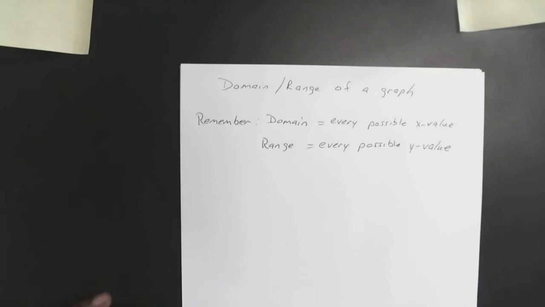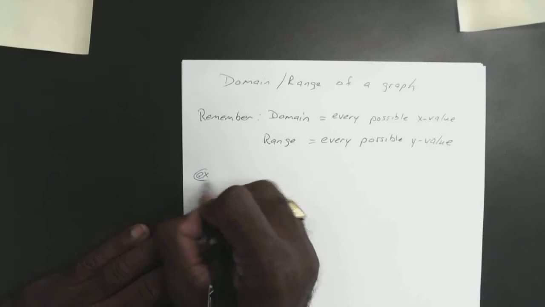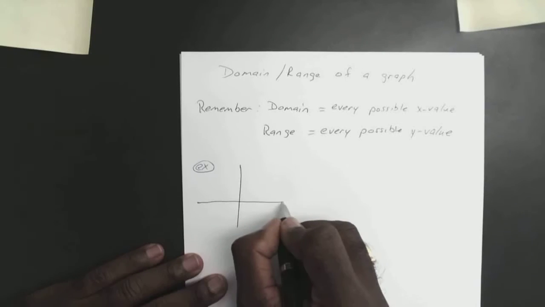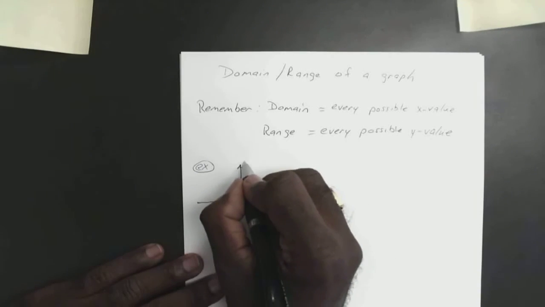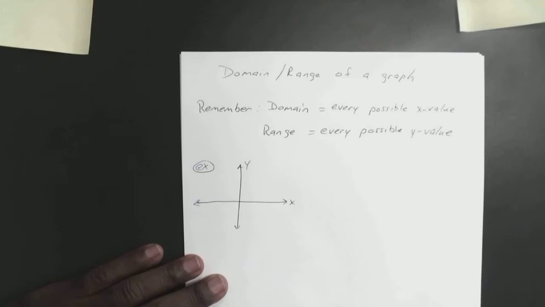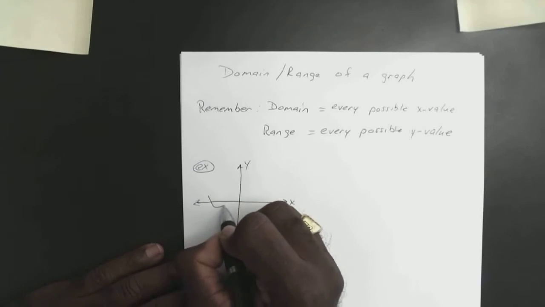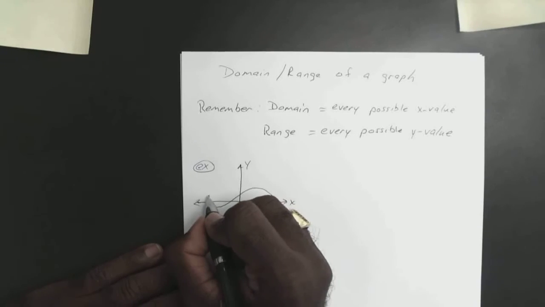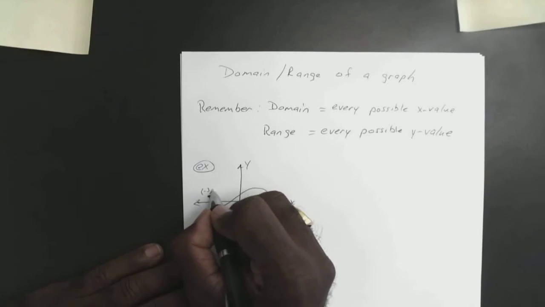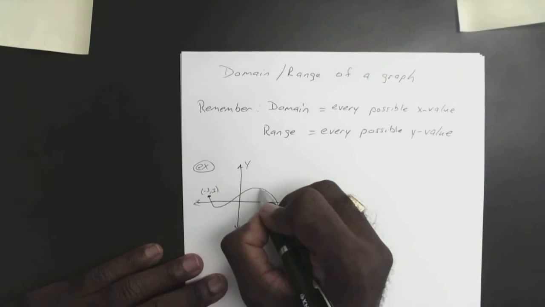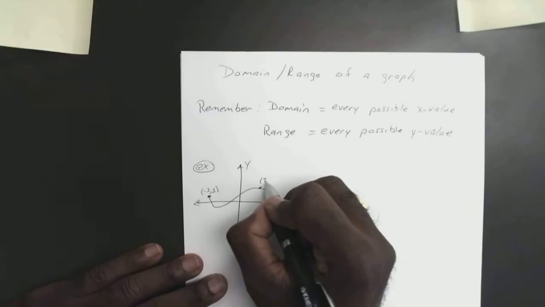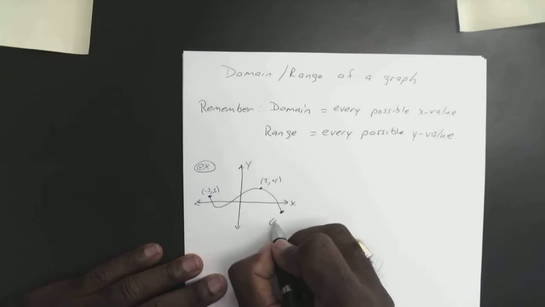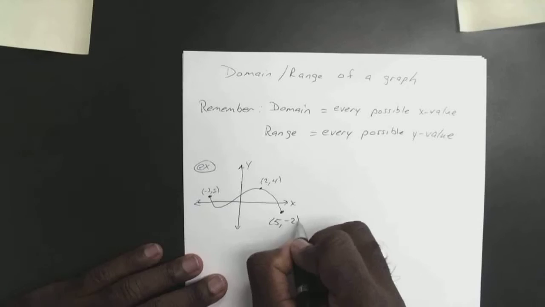So we're going to get our graphs up here. Let's say our first graph, we have our x and our y-axis. This point, let's say that's -3, 1. This point, we'll say that's 2, 4. And this point would be 5, -2.